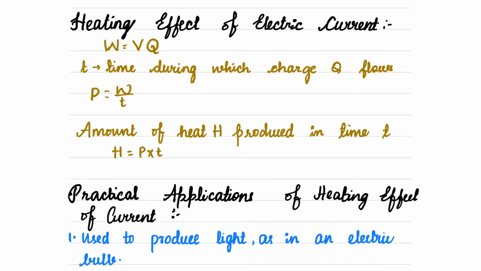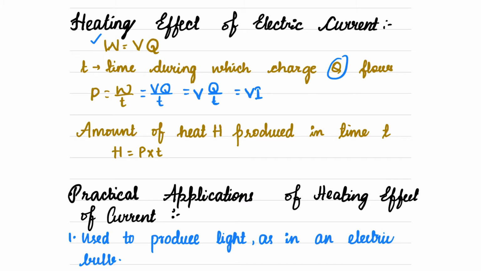In today's video, we are going to discuss the heating effect of electric current. In our previous videos, we have discussed that if V is the potential difference and Q is the charge, we have a relation: work done in moving that charge Q is equal to VQ. Now if T is the time during which the charge Q flows, then we can find out the power. How? We know that power is the rate of doing work, or P is equal to W by T. So we can write it as VQ by T. If we take V out, it becomes V into Q by T. And we know that Q by T is current. So P is equal to VI.